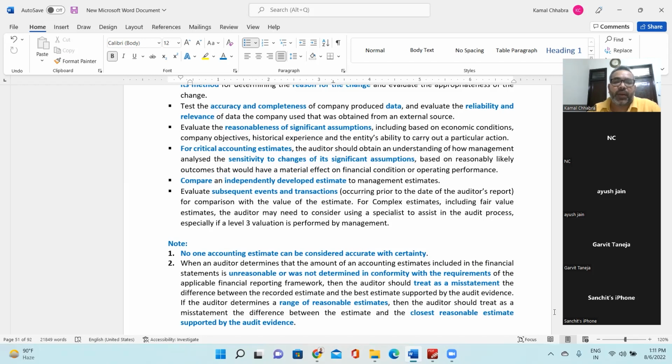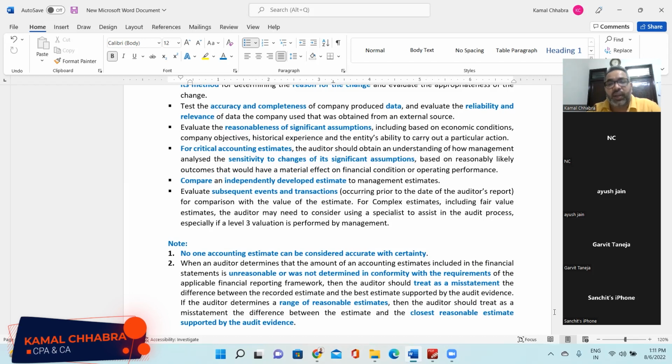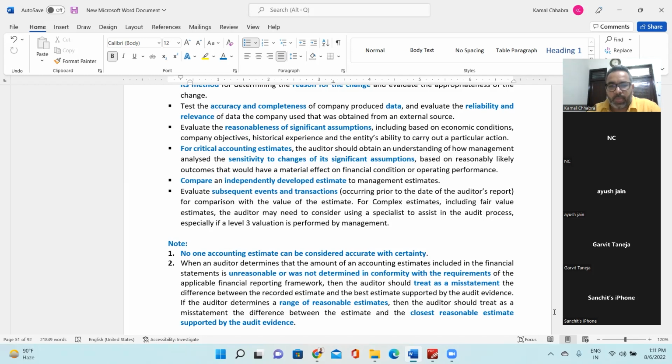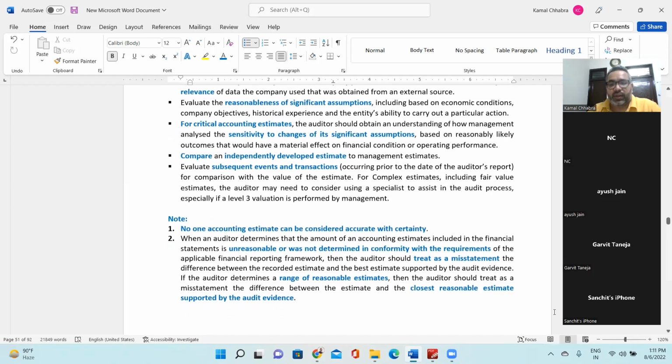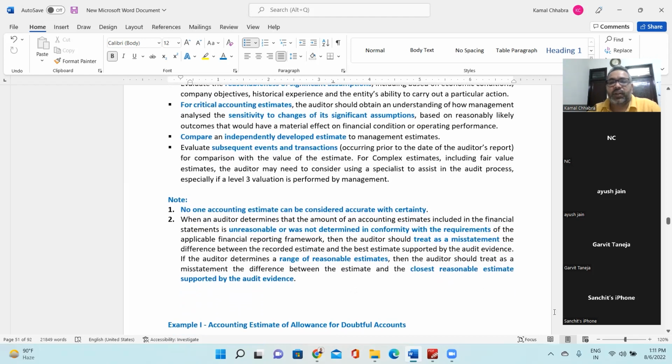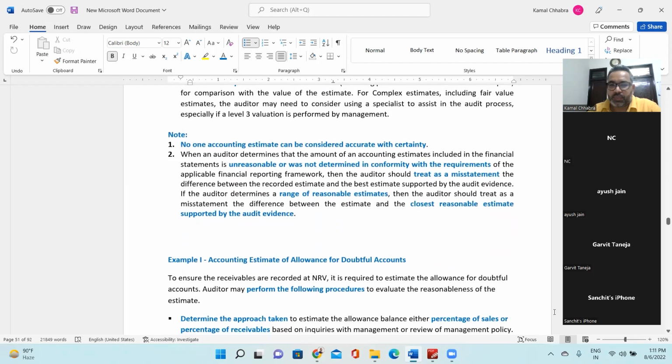Next one is compare an independently developed estimate to the management estimate. Here, you can develop your own independent estimate and compare with the management estimate and see if their variation is material or not material. If it is not material, then you can ignore it. If it is material, then you need to investigate the reason. Last is evaluate the subsequent event and transaction occurring prior to the date of report for comparison purposes.